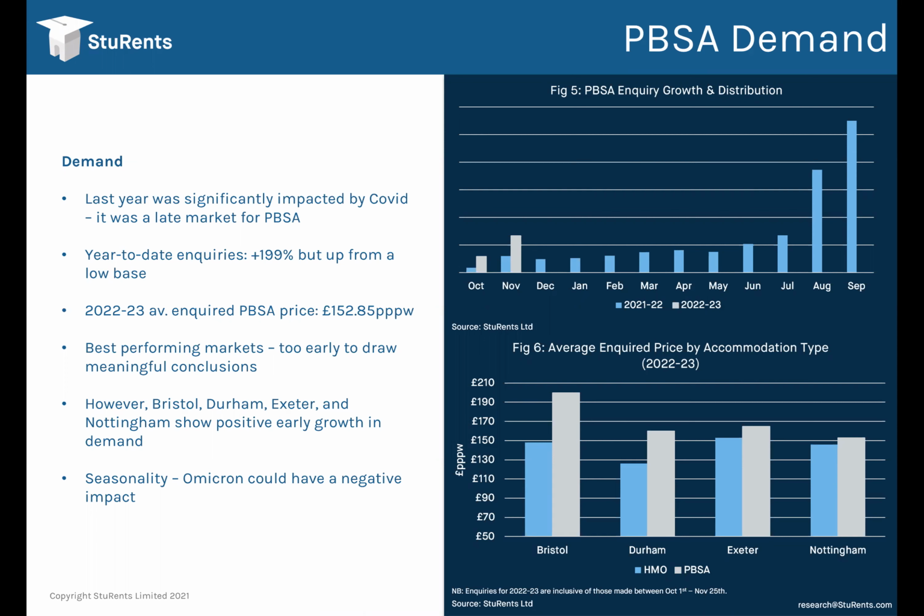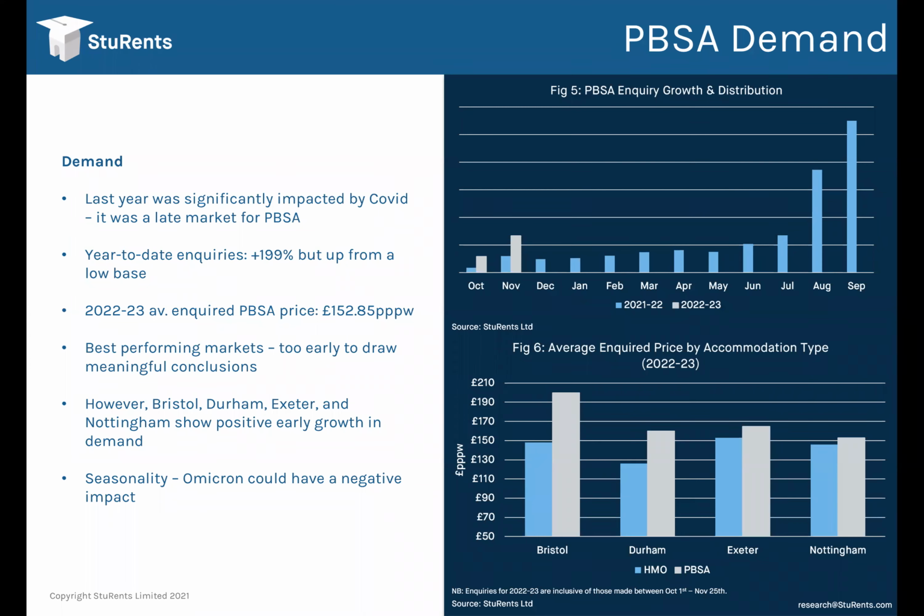And we can see that the majority of all inquiries for PBSA were very much skewed towards the back end of the season. So you can see clearly there, August and September were the busiest months, and relatively few inquiries taking place, particularly for the first half of the year.